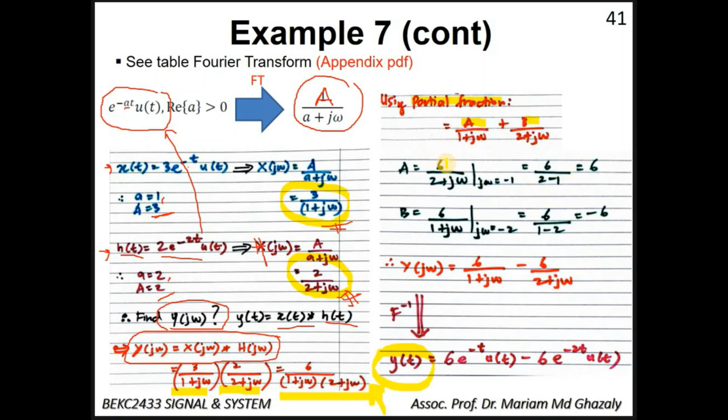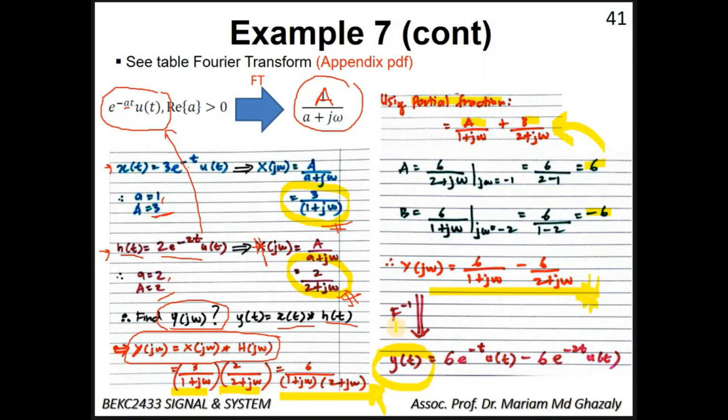Doing the partial fraction, you will get A equal to 6 and B equal to minus 6. So just try it out, take out a piece of paper and try to do the partial fraction. You get 6 and minus 6. Substitute the values for A and B into the main equation just now. So you have 6 over 1 plus jω minus 6 over 2 plus jω. So you have finalized the equation of output y in the frequency domain, Y(jω).